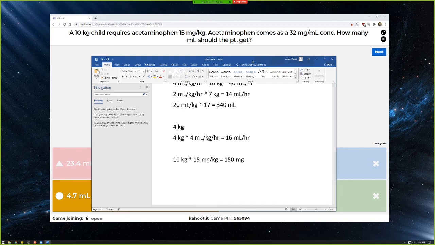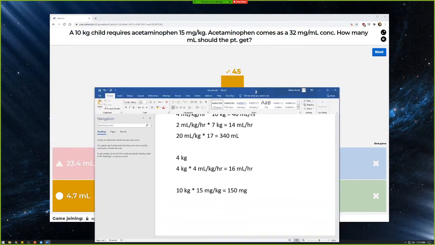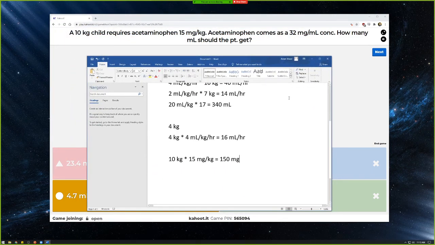Now, again, if you got an answer like 150 mLs, you kind of goofed up, because then imagine trying to give a kid 150 mLs of drug. It's not going to go well for you. He's probably going to vomit all over you. But so now we have the milligrams a kid needs. Now we need to convert that over into mLs.